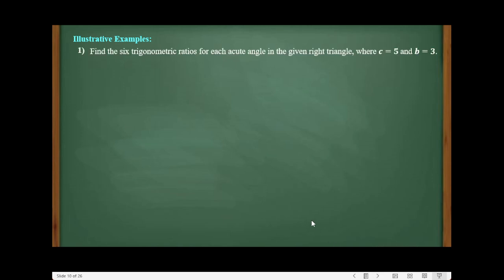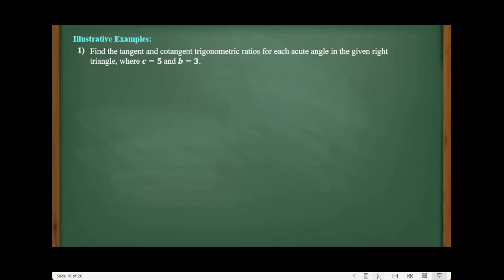For our first example, again, we refer to the same problem that I discussed last time, when we were asked to find the value of sine and cosine of each of the two acute angles. Rather, find the tangent and cotangent trigonometric ratios for each acute angle in a given right triangle, where c, the length of the hypotenuse, is 5, and the length of one leg, denoted by small letter b, is 3.